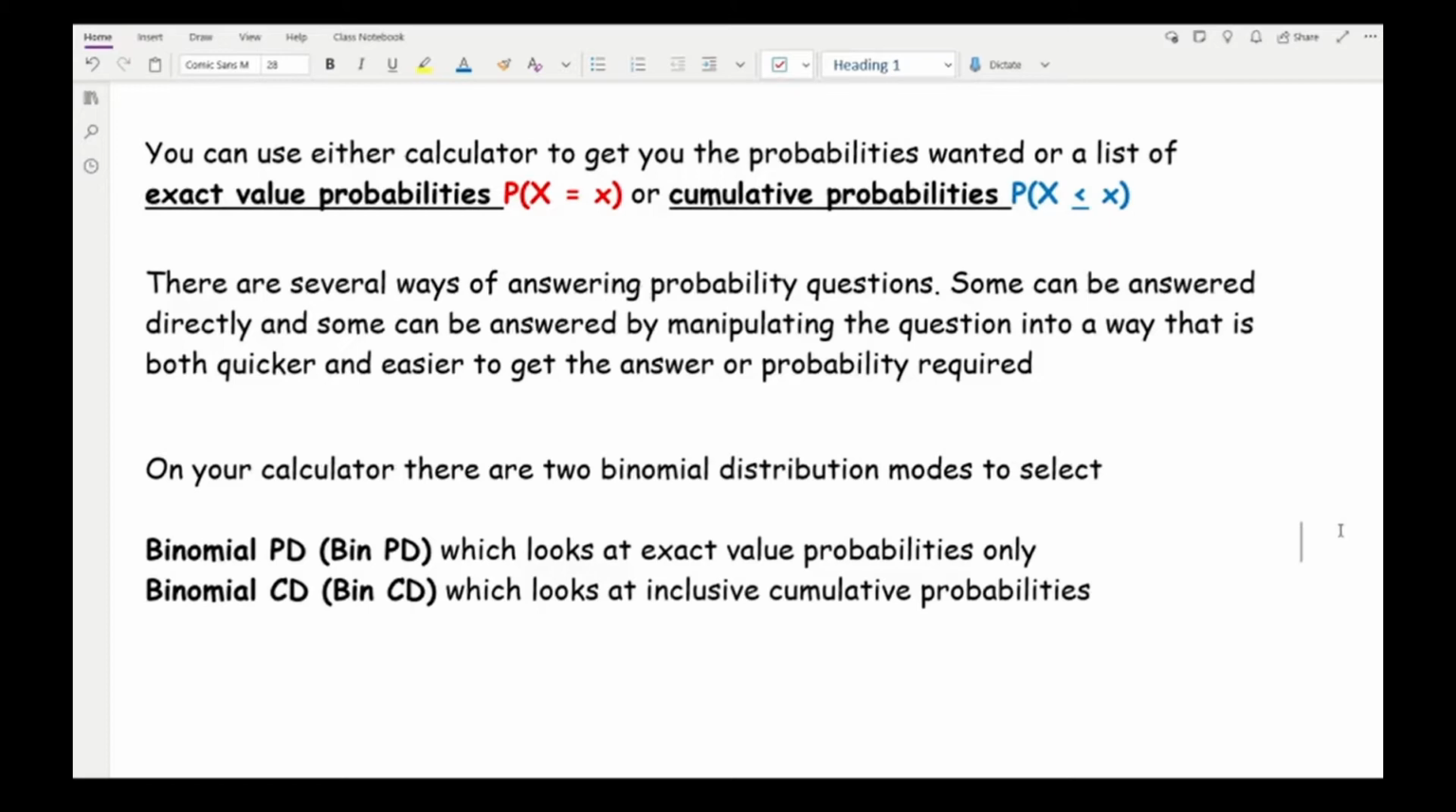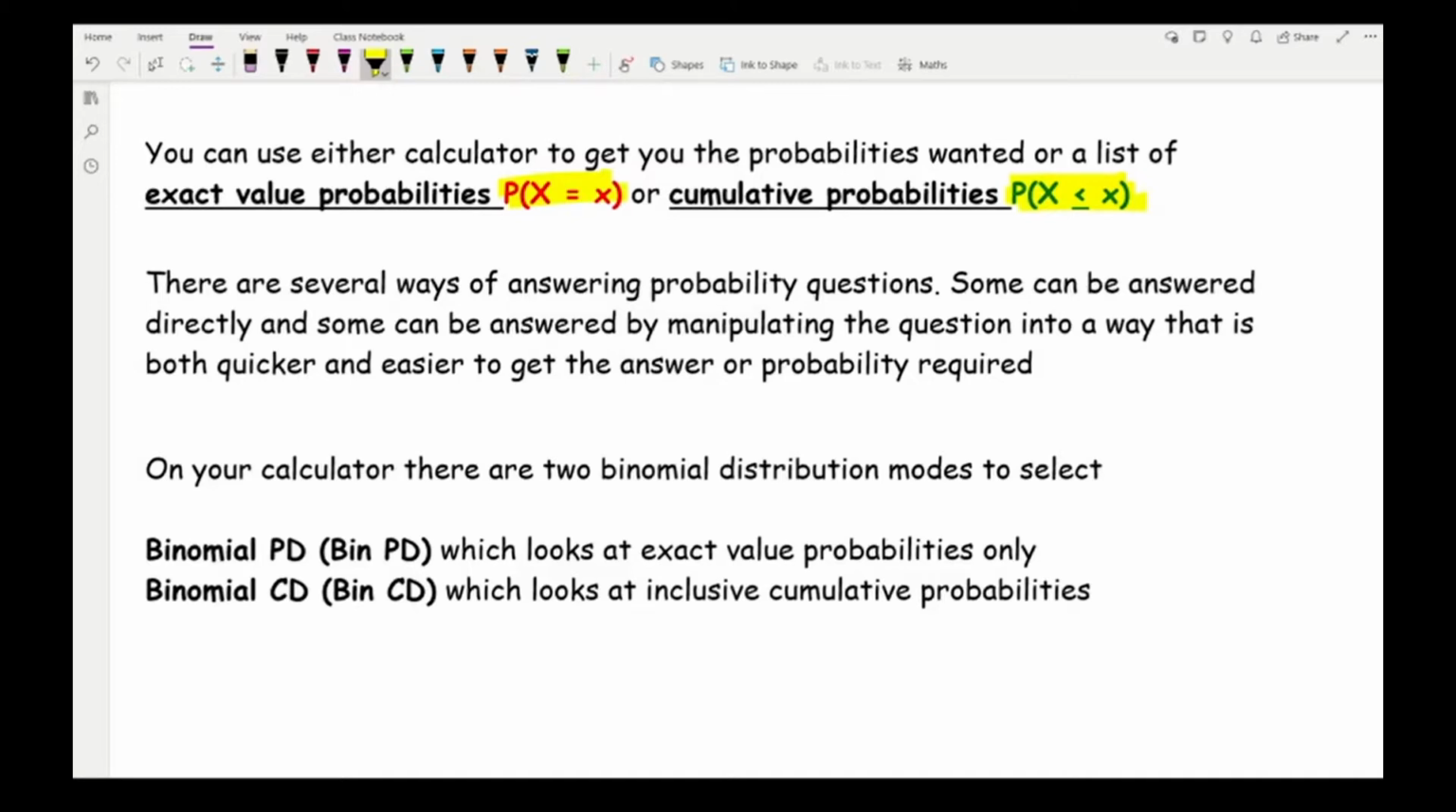Now, the key thing with this is that there are several ways of answering probability questions. Some can be answered directly and some can be answered by manipulating the question in a way that is both quicker and easier to get to the answer of probability required. Now, I have made a video on how you can manipulate questions and read questions to direct you to using one of these two features on your calculator. So either working exact values or manipulating questions involving inequalities so that it just involves less than or equal to values, where you can simply read off answers on your calculator.